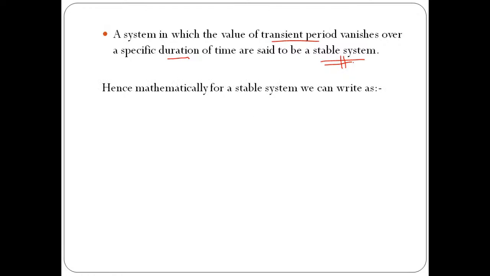And mathematically, we can write the expression for a stable system like this: as t tends to infinity, the value of the transient time response of the system must go to 0, or it must vanish. Then only we can say that the system is absolutely stable. So this is a very important mathematical expression through which we can identify whether the system is stable or unstable.